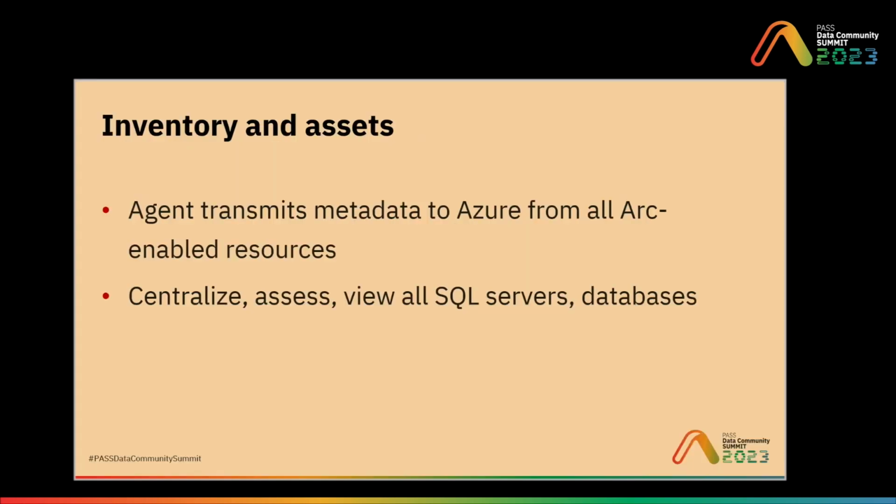For inventory, the agent transmits all the metadata that it collects about the SQL servers that are running and the databases that it detects centrally. If a SQL server is not running on a server, the extension does not get enabled. There's no SQL-related data, nothing to be transmitted. But once you have SQL Server and this agent extension installed, all the metadata collected will be sent centrally, so you can view all your SQL servers and their databases. So how does this look?